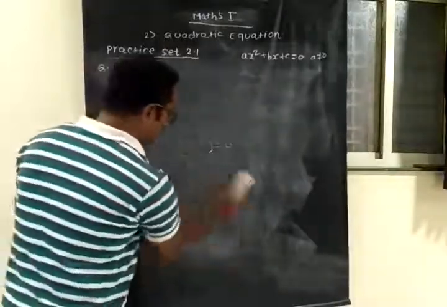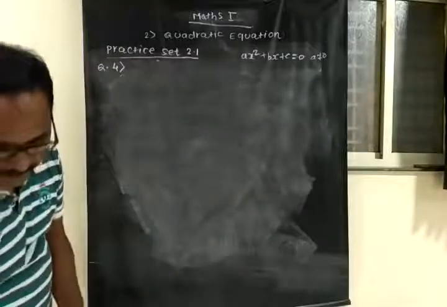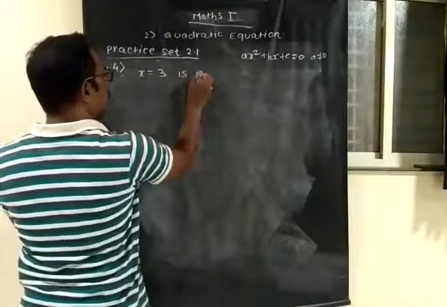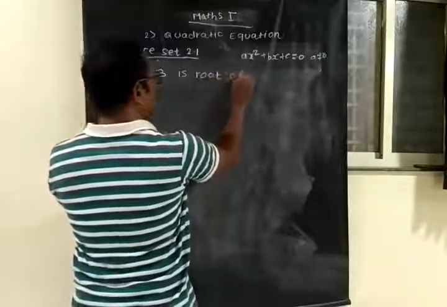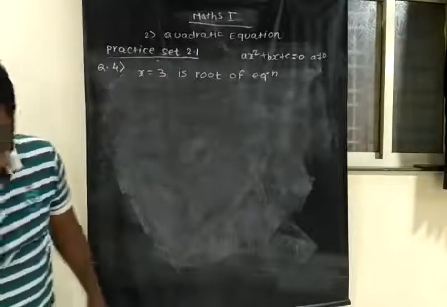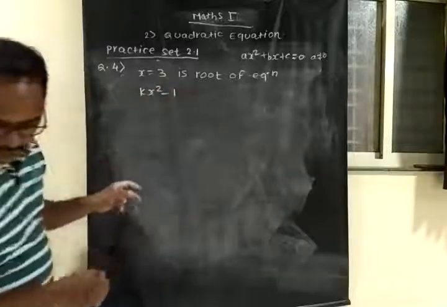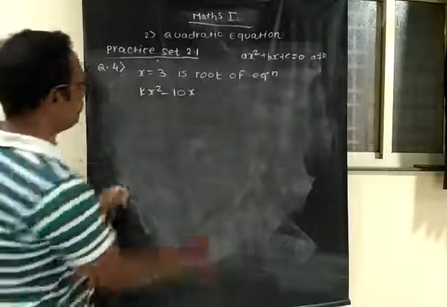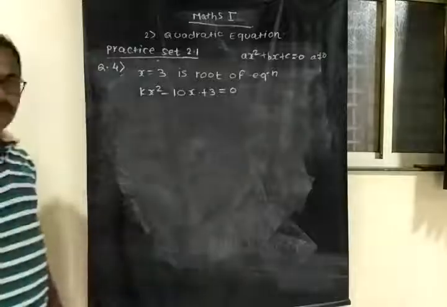Now the last question from the practice set is given as: we are given x is equal to 3 is a root of the equation kx square minus 10x plus 3 is equal to 0. Then find the value of k.